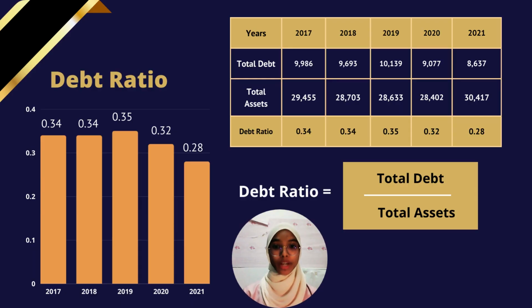Okay, first we move to the debt ratio. The debt ratio is a financial ratio that determines how much debt a company has. The ratio of total debt to total assets, represented as a decimal or percentage, is known as the debt to asset ratio. It refers to the percentage of a company's assets that are financed through debt.